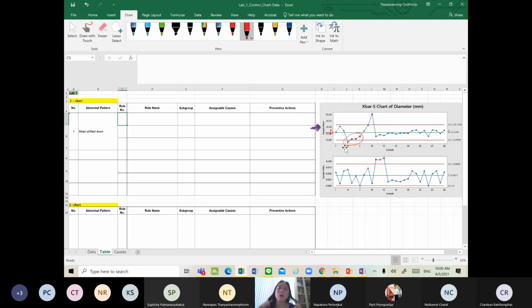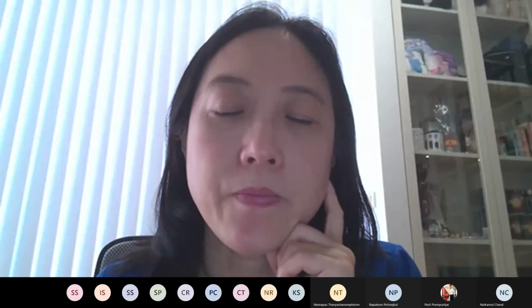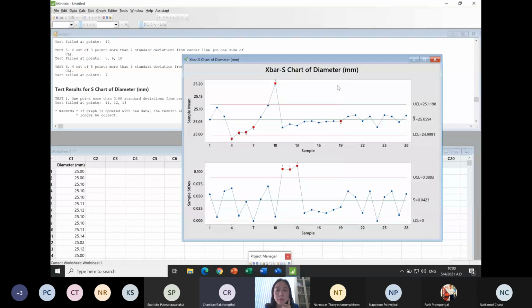violates. Okay, could you please go back to Minitab and then click on point number 4 first. Okay, you click on point number 4, and then it says that the test failed is 1, right? So that means, you remember, test 1 is extreme point. And then you can see it very obviously that point number 4, or subgroup 4, is an extreme point.